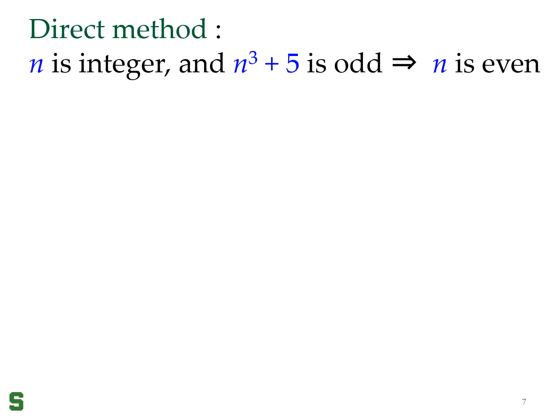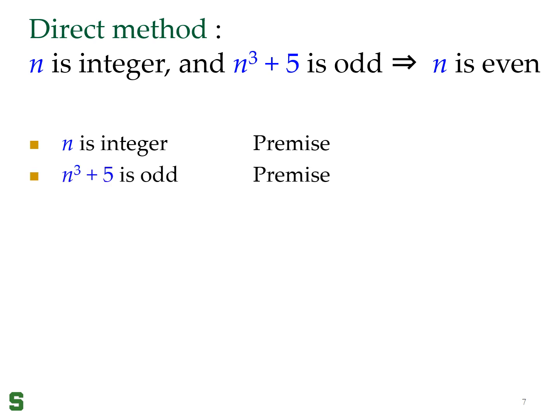So let's start with the direct method. n is an integer, n cube plus 5 is odd, and our goal is to show that n is even. So I have two premises. I can write them down first. Then what? Kind of stuck. I don't know what to do now. I don't know how to get from n cube plus 5 to n. Okay. So the direct method kind of got stuck.